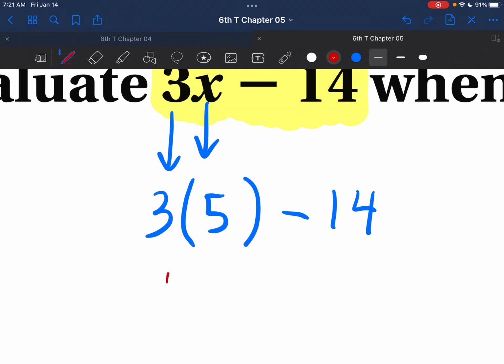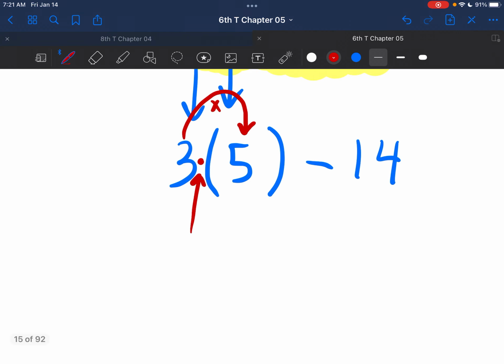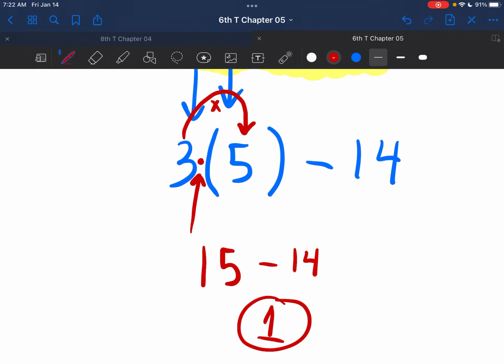Now, if you're looking at this, you're like, Mr. Grew, there's no sign here. What does that mean? That means multiplication. Remember, parentheses and invisible sign, that means multiplication. So we're going to do this. I like to call this rainbow, and I'll explain why a little bit later. So this means multiplication. So 3 times 5 gives us what? 15. And then we're going to do 15 minus 14, and that gives you 1.